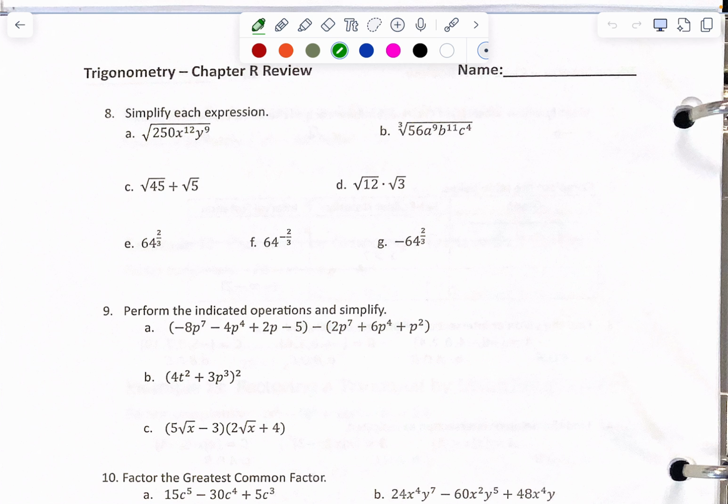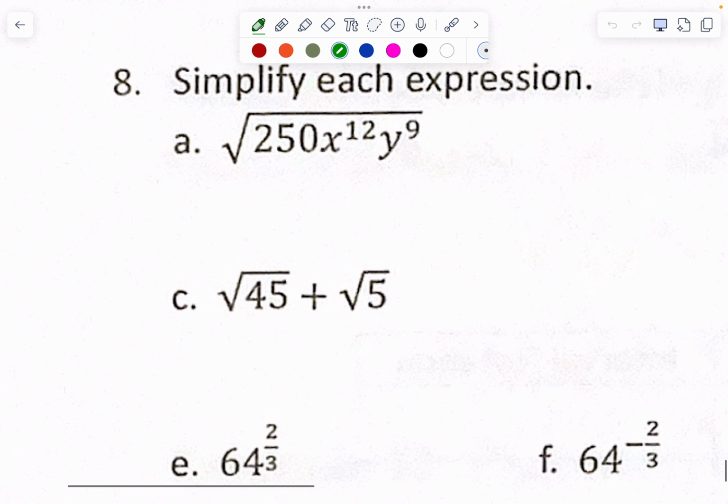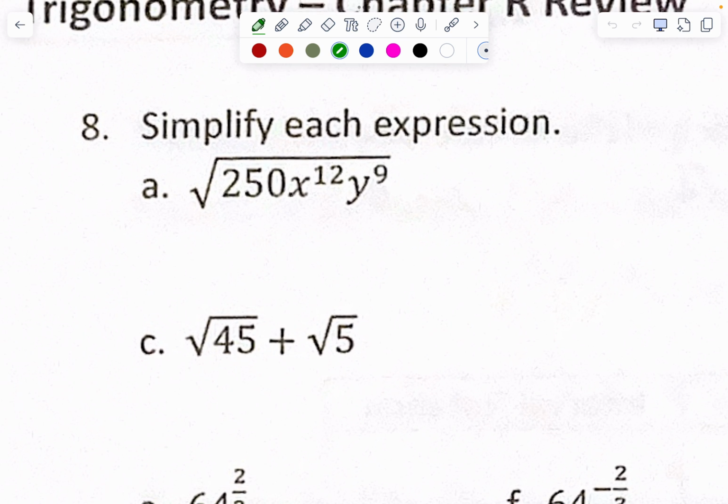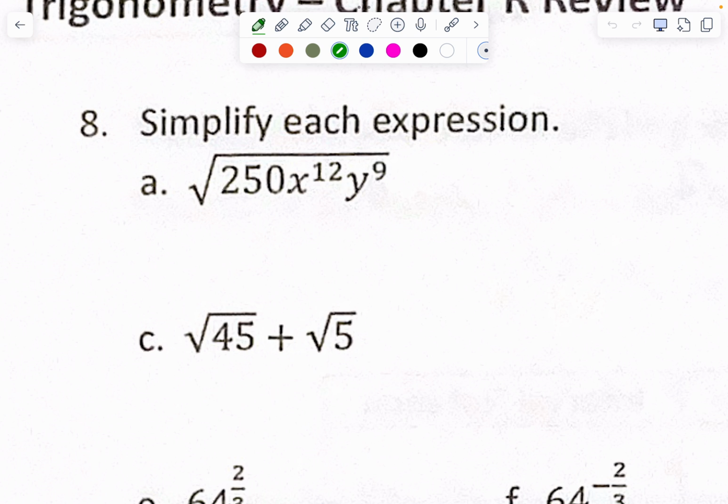So number 8 has like 7 parts to it or something like that. Okay, part A, we've got to break it down. It has 3 pieces underneath, right? So I'm going to do the 250, the x to the 12th, and the y to the 9th. Okay, that's how I separate it out. If you're one of those people that can do all of this in your head, you don't have to separate it out, that's totally fine.